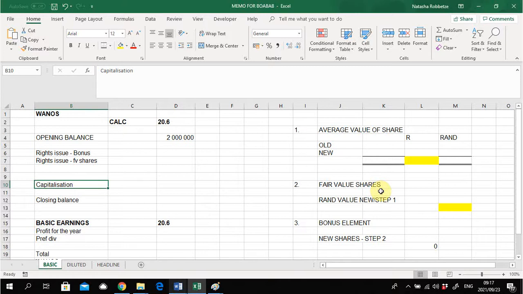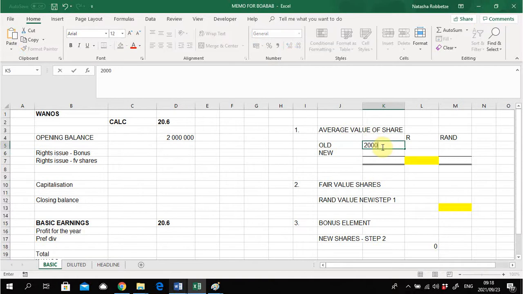And there's no rule. I mean, you can just call it shares before the rights issue, shares issued as part of the rights issue, because that's what it means. So old shares are the shares that are already issued by the time that the rights issue is undertaken. The new shares will be the shares that are issued due to the rights issue. So immediately before the rights issue, we have 2 million shares, and those have a fair value attached to them of 4 Rand.